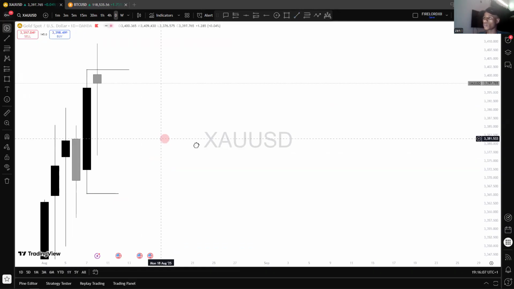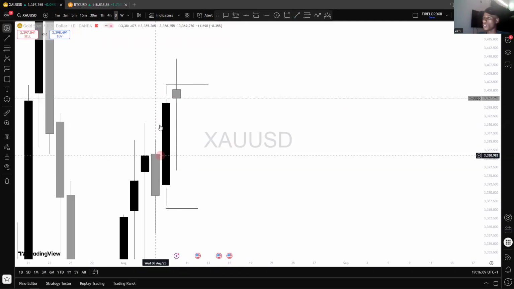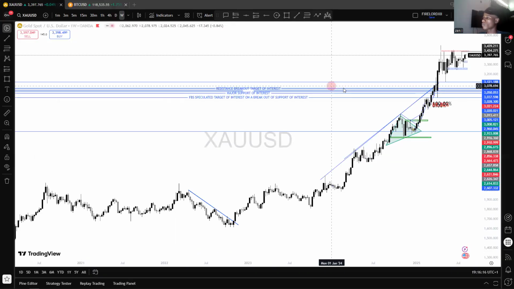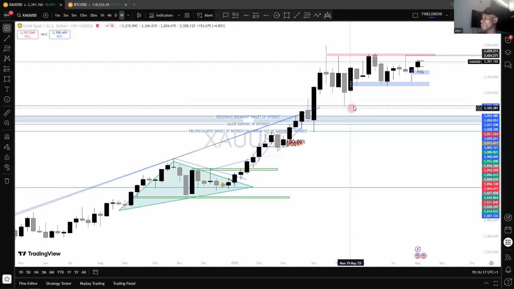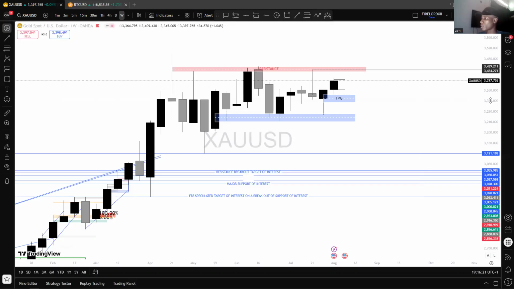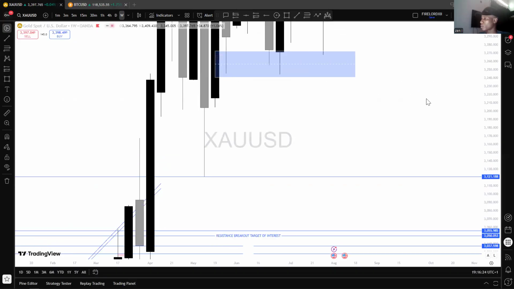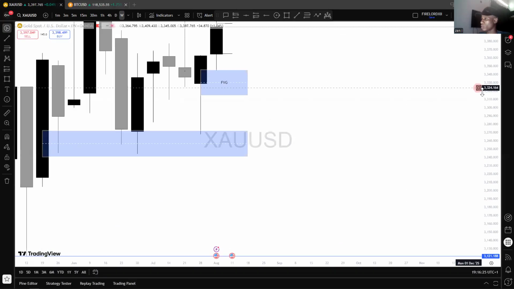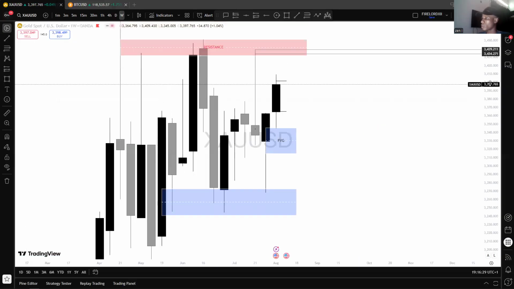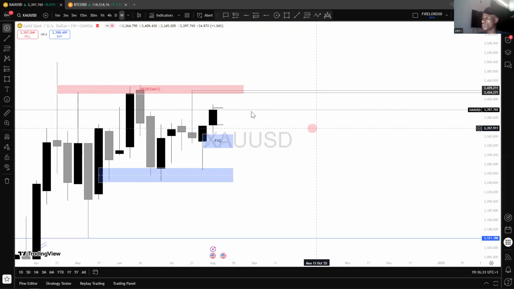Now, these are the previous daily candles. Sorry, let's check the weekly time frame. As you can see, this is the weekly range. On the weekly, you can see that it closed sort of bullish.